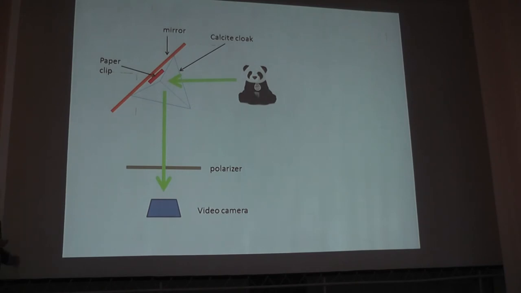What they're going to show is how this looks in imaging. So they take a panda and look at the light that comes from the panda, and then they have to use a polarizer because the calcite is birefringent, so it depends on the polarization what refractive index you have, and it will only work for one of the polarizations. So if you put the polarizer right, then you should see the paper clip appear completely flat, as part of the mirror, so you shouldn't see it anymore. However, if you use the wrong polarization, then you will of course see a distortion caused on the image, the shadow of the paper clip.